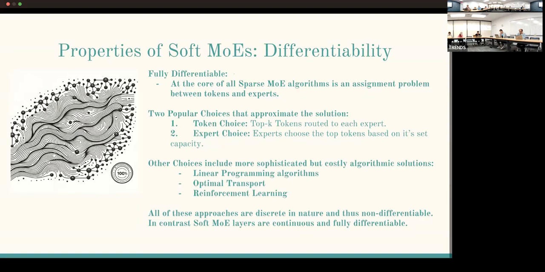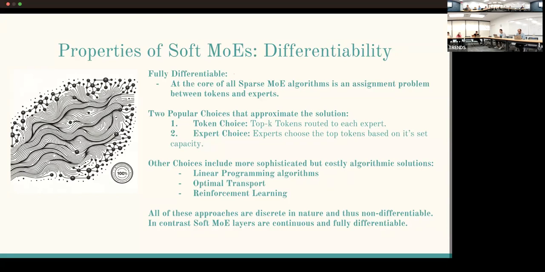In the original MoE algorithms, the core was an assignment problem between the tokens and the experts, and that assignment problem was basically done in one of two ways. One was token choice, and the other was expert choice. In token choice, they would take the top K tokens for each of the experts and route those to those experts. That was the most popular approach, and I don't know if that's what's being used in the large language models.